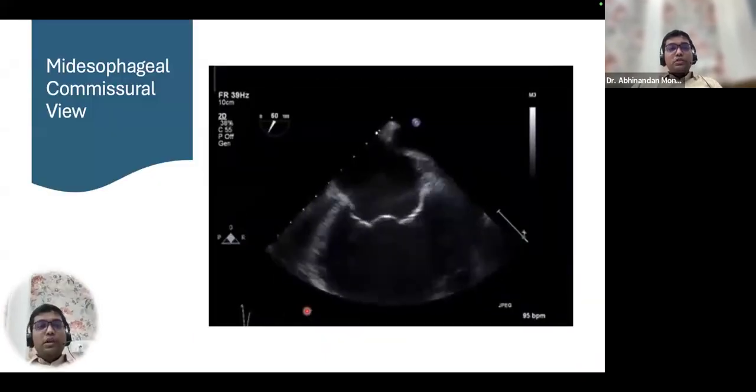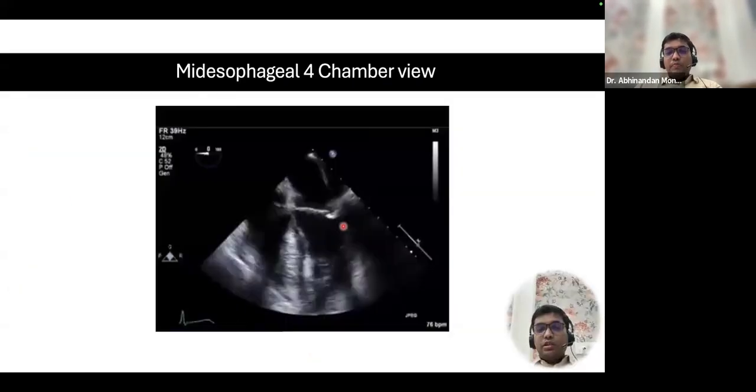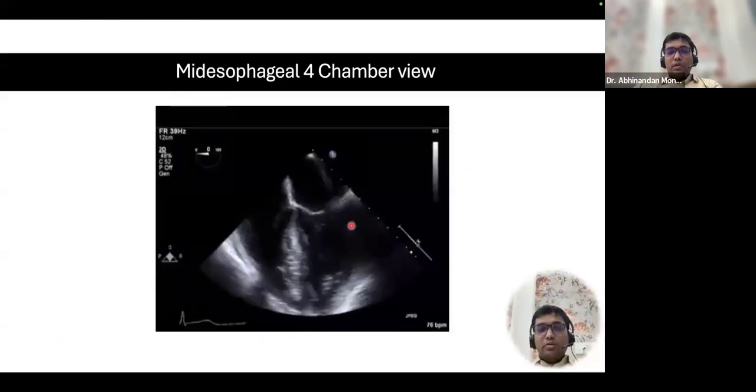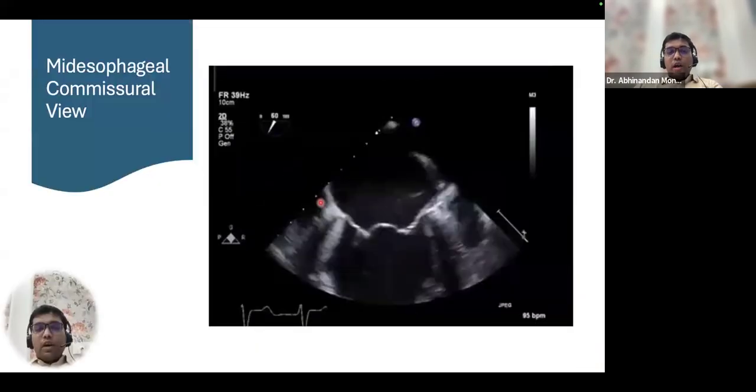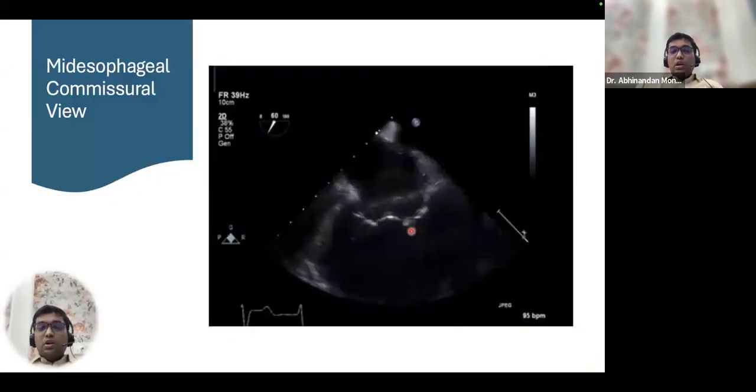So this is your mid-esophageal commissural view. If we focus on this, this is the previous view. Just a minute. If you focus on this mitral valve and you change the angle to around 60 degrees, you will see this image. So this is the commissural view.